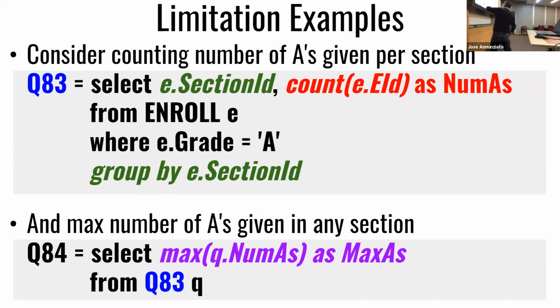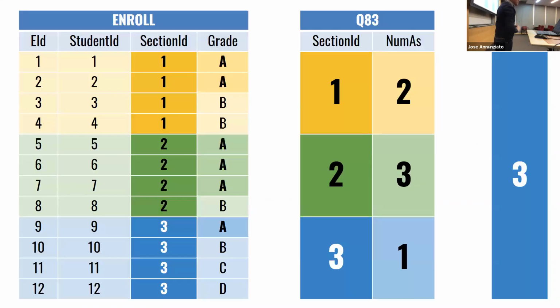Then the second query, notice that it's doing an aggregation, but it has no group by. That means that it takes all the records in here as if it were one big group, and it collapses it into a single value, which is the max number of A's, which is what we have here, 3.